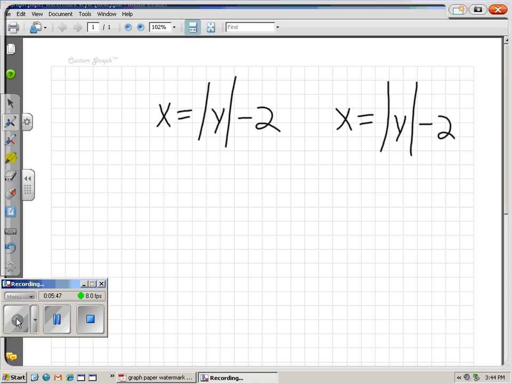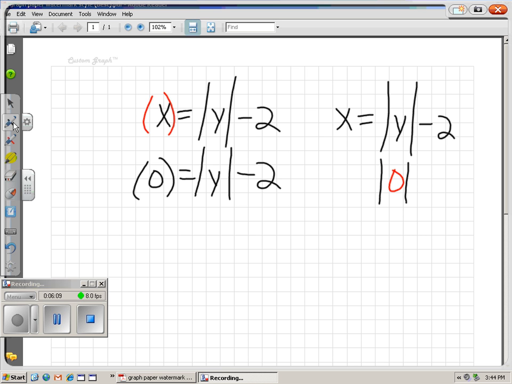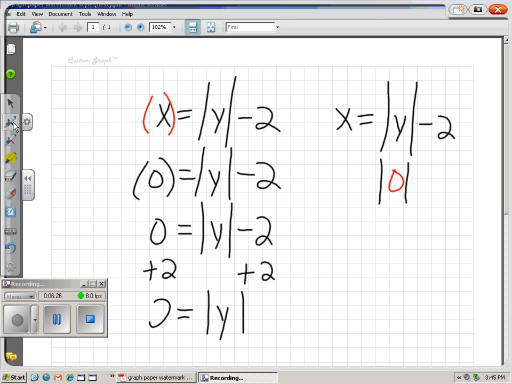Alright, so here we have an absolute value equation. In the first one, I'm going to take out my x and make it a 0. And in the second one, I'm going to take out my y and make it a 0. So let's bring everything else down. Alright, so I have 0 equals absolute value of y minus 2. Now I need to get that absolute value of y alone. I need to isolate the y, and the y is in absolute value brackets. So let's get it alone. So I have the absolute value of y equals 2.